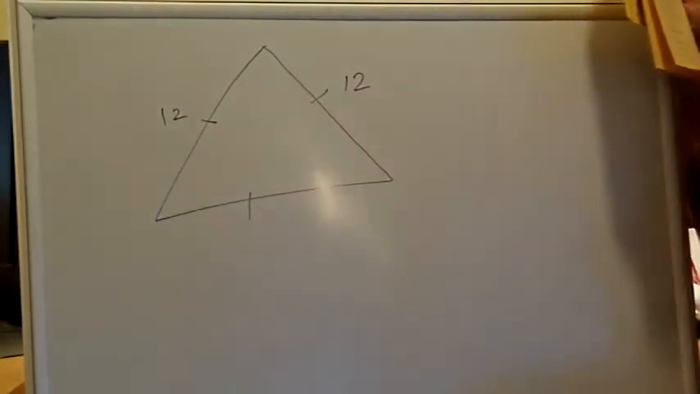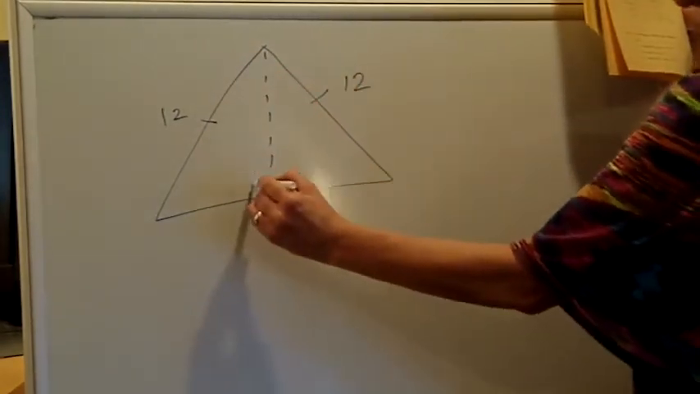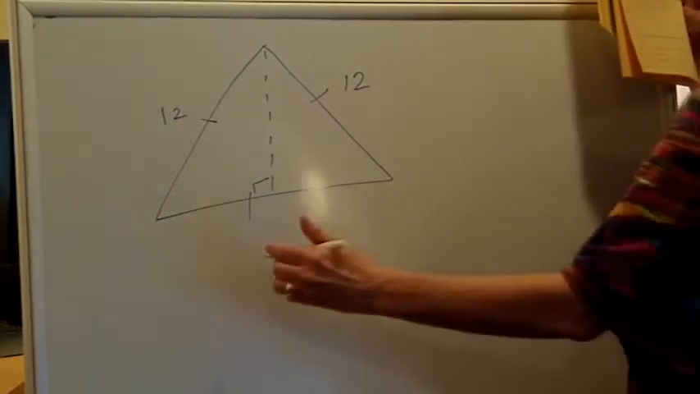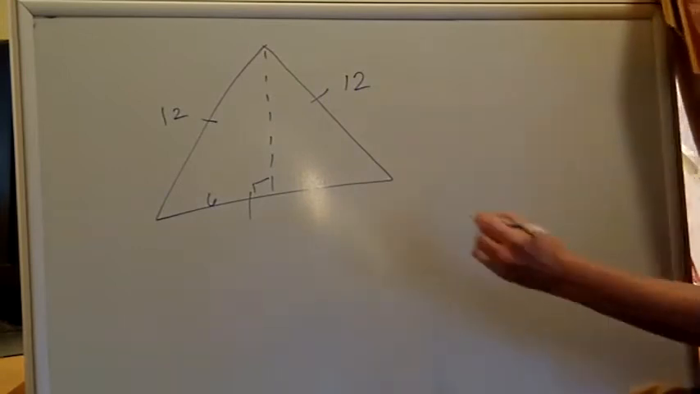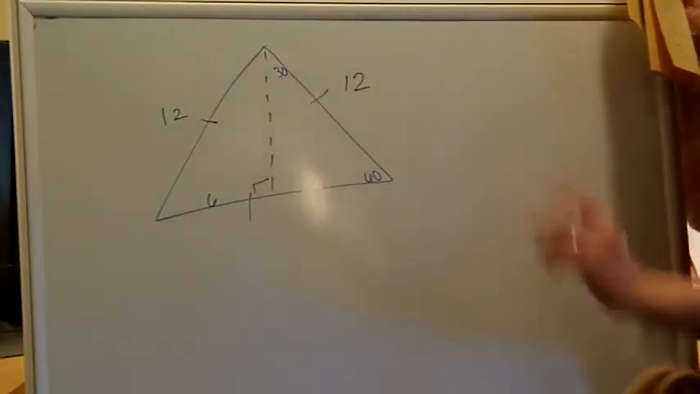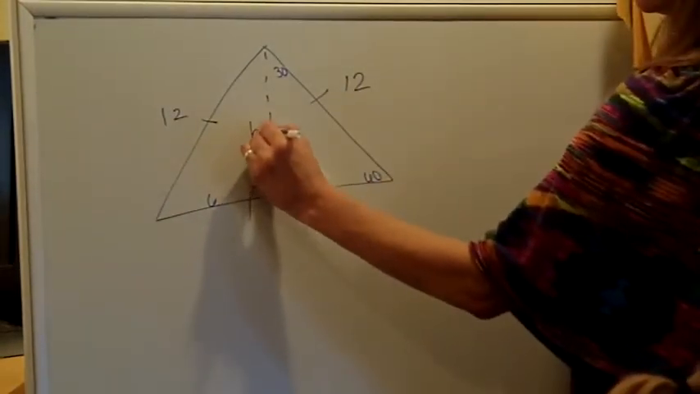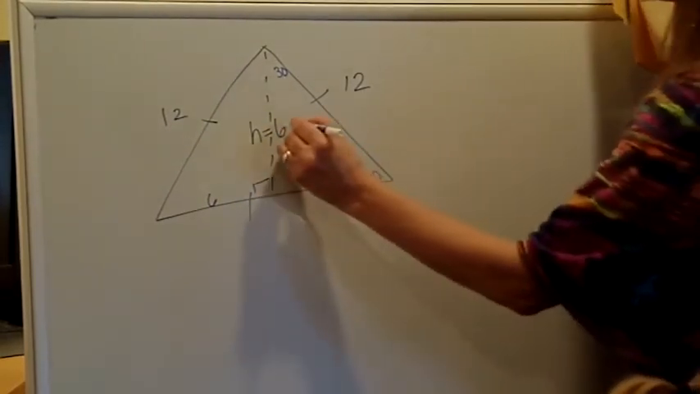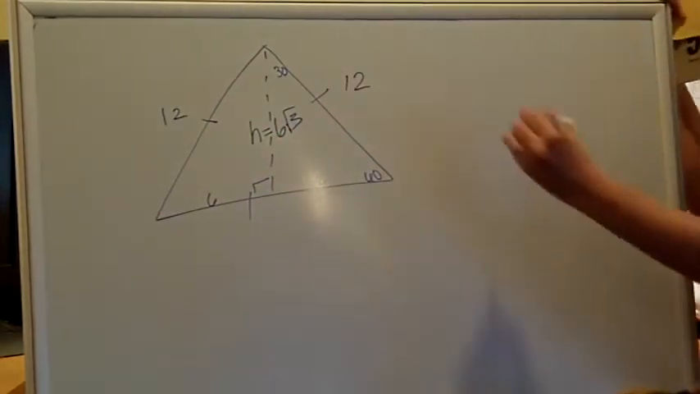Well, I know if I'm finding the area, I need the height. That's the perpendicular distance from the top to the base. It splits the base in half, so I know this is a 6 and this is a 6. Equilateral triangle, I know this is 60. This is 30. Special right triangles, what's my height? 6 square root of 2. Nope. Square root of 3. Square root of 3. Very good. 6 square root of 3.